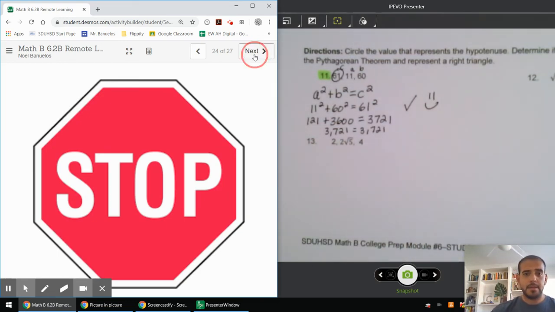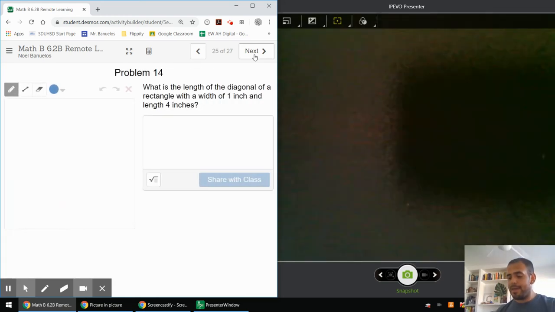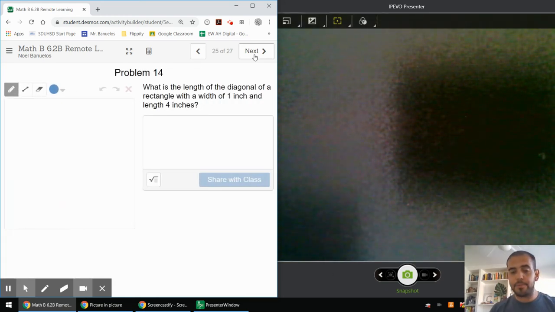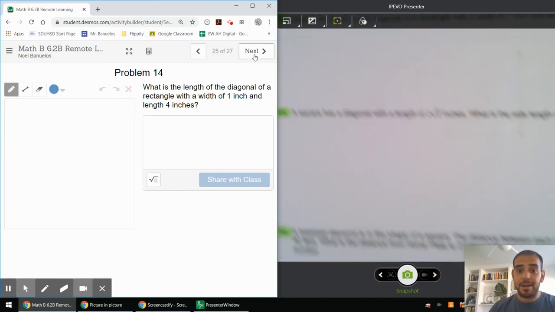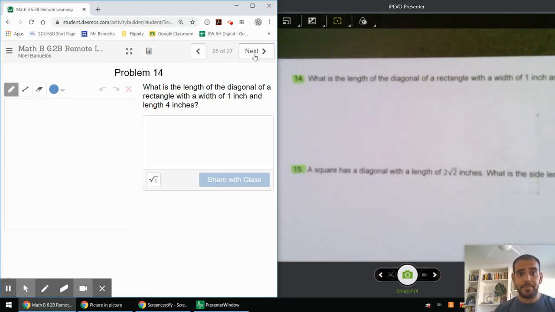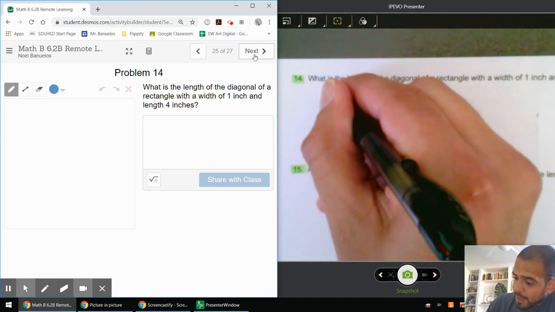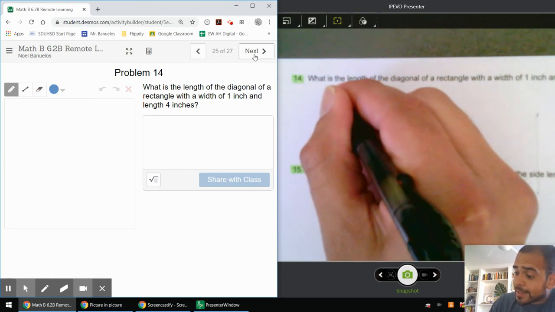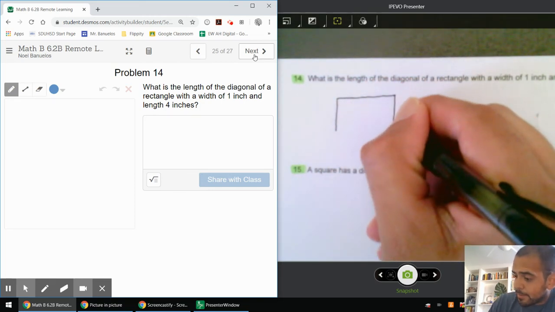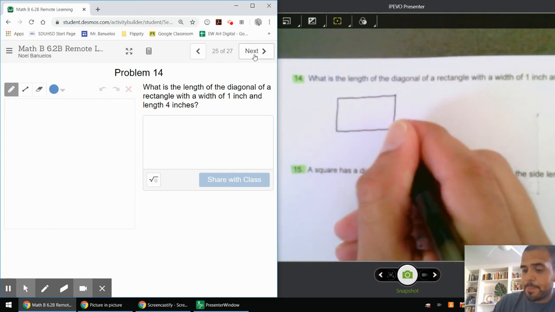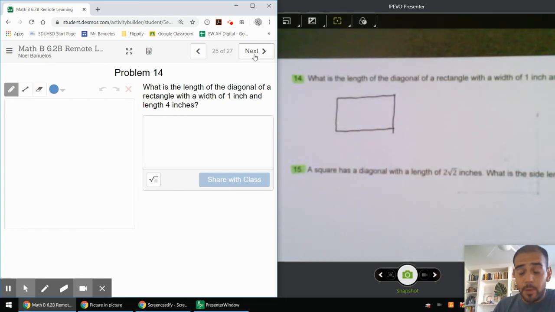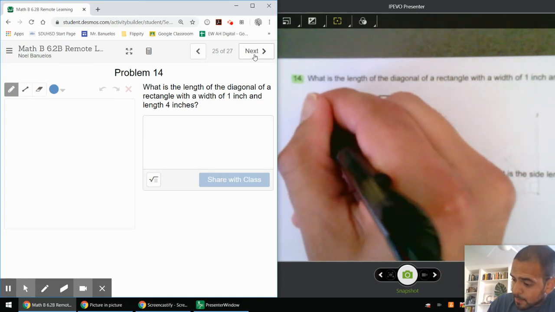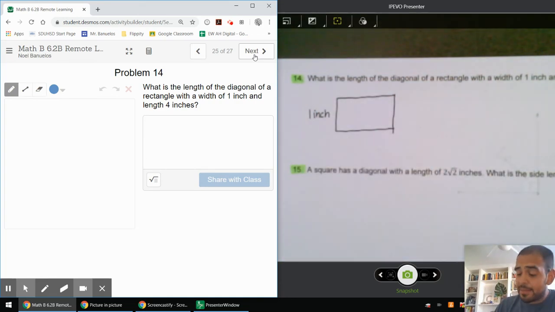All right, so hopefully you're back, and I'm going to help you on 3 of the word problems, okay? Because we're going to apply the Pythagorean theorem. So what is the length of the diagonal of a rectangle that has a width of 1 inch and a length of 4 inches? So let's draw a rectangle. Here we go. Here's my rectangle. It has a width of 1 inch and a length of 4 inches.